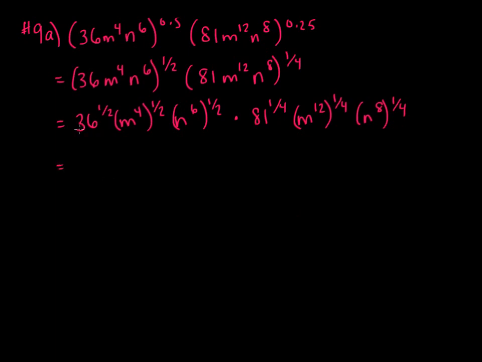36 to the exponent a half, we know is the same thing as saying the square root of 36. Here, the power of a power rule, we multiply the exponents. 4 times 1/2, so we get an exponent of 2. Same thing here, multiply the exponents. 6 times a half is 3.